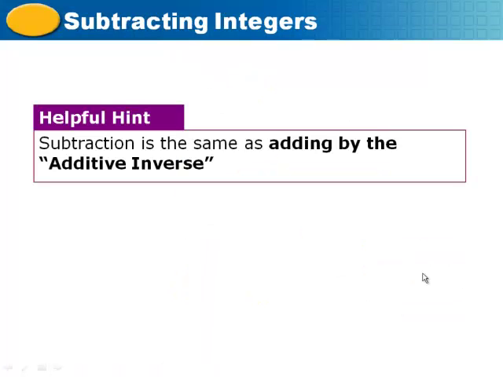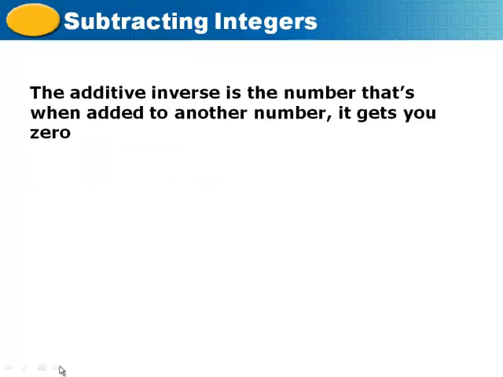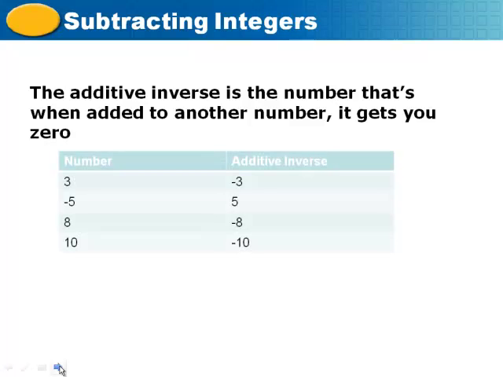Now when we subtract integers, remember the subtraction is the same as the addition steps. It just incorporates one more thing. And that one more thing is that we add by the additive inverse. The additive inverse is the number that, when it's added to another number, gets you 0.